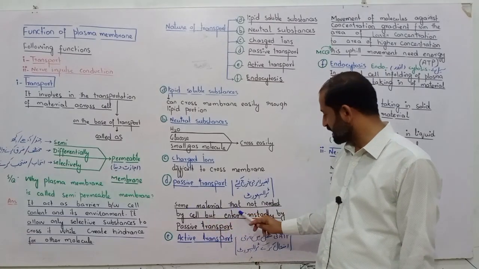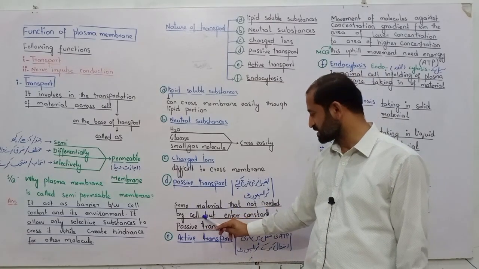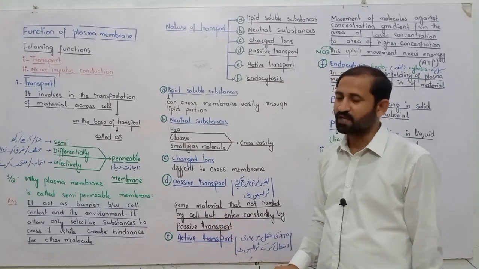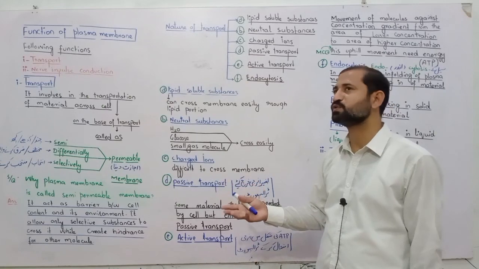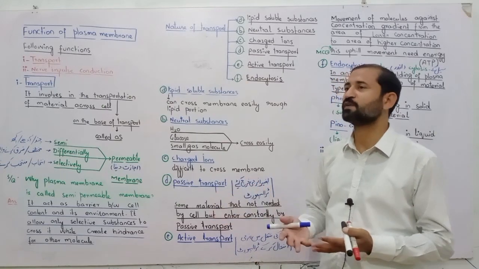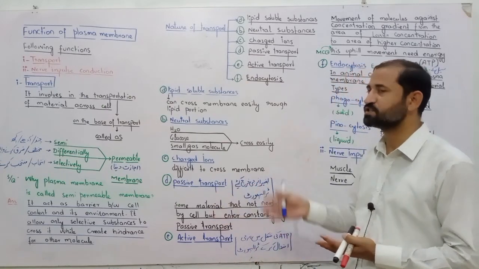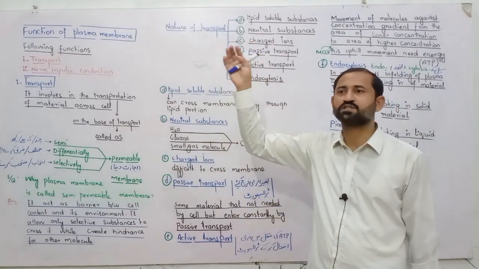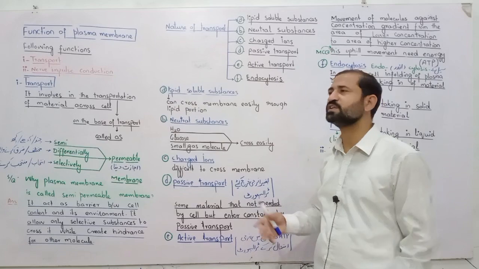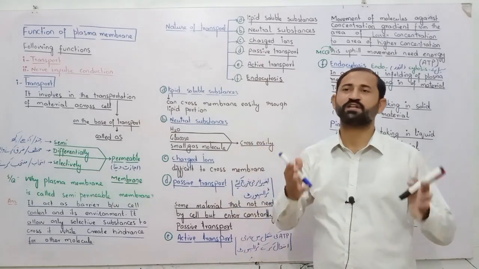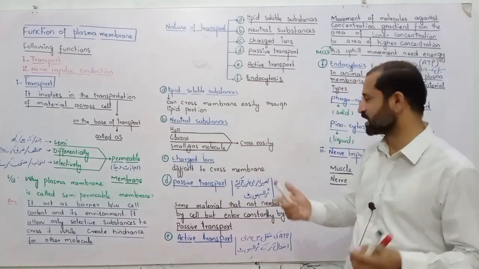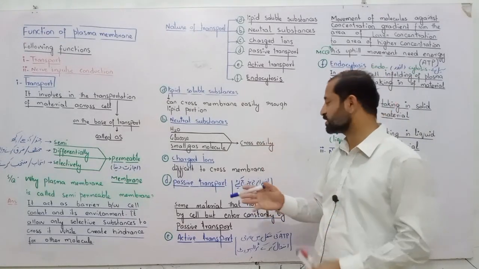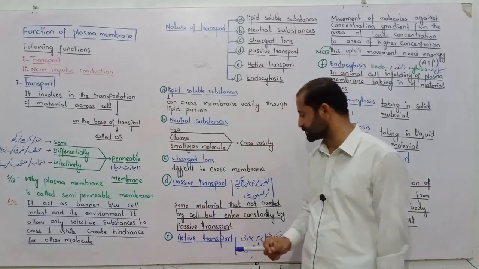Some material that is not needed by the cell still enters constantly by passive transport, meaning the cell has no consumption for this type of material, but it is continually entering the cell. The reason is that it moves from the area of higher concentration to the area of lower concentration, so it is along the concentration gradient and does not need any type of energy. This type of transportation is known as passive transport.